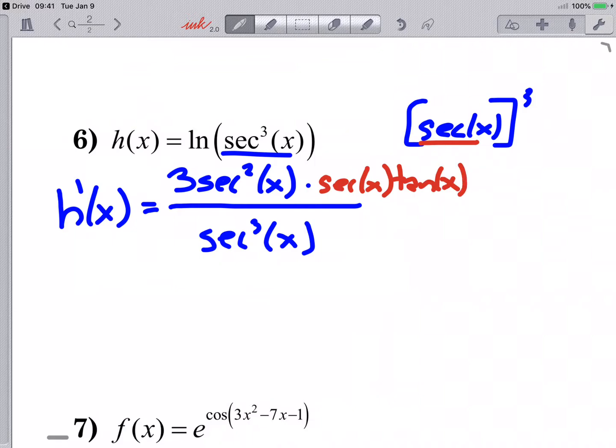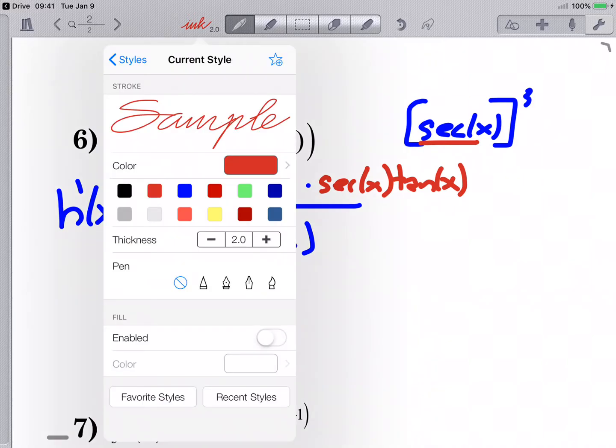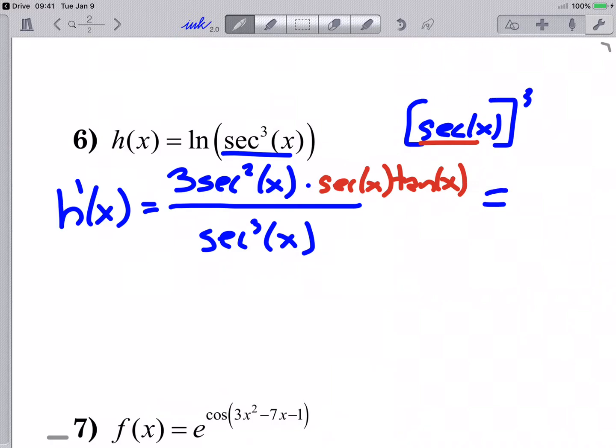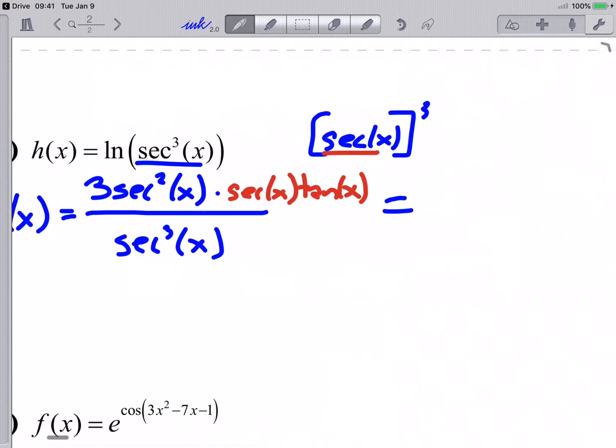This is my final answer with calculus. You should be able to clean this up very nicely, though. I've got 3 secants on top, 3 secants on bottom. Those will simplify to 1. So my final answer is simply 3 tangent of x.